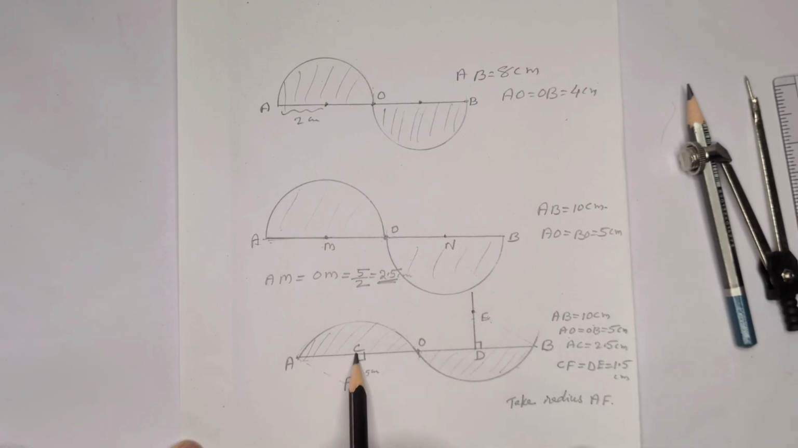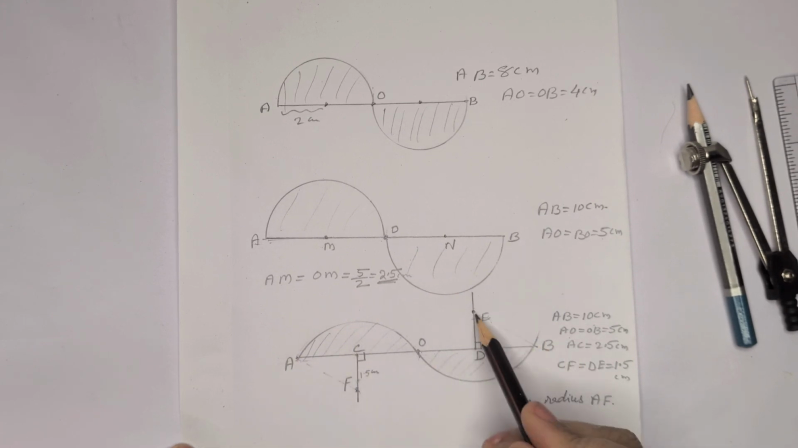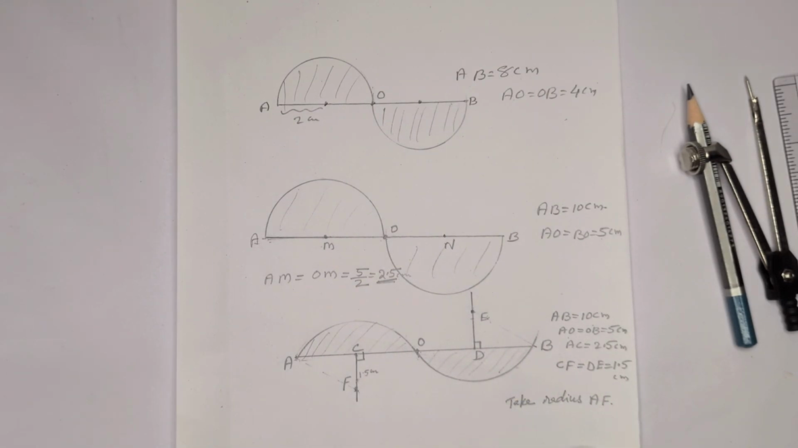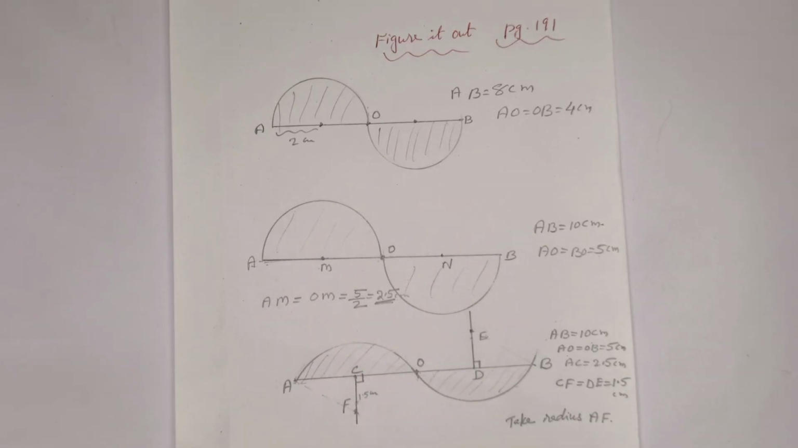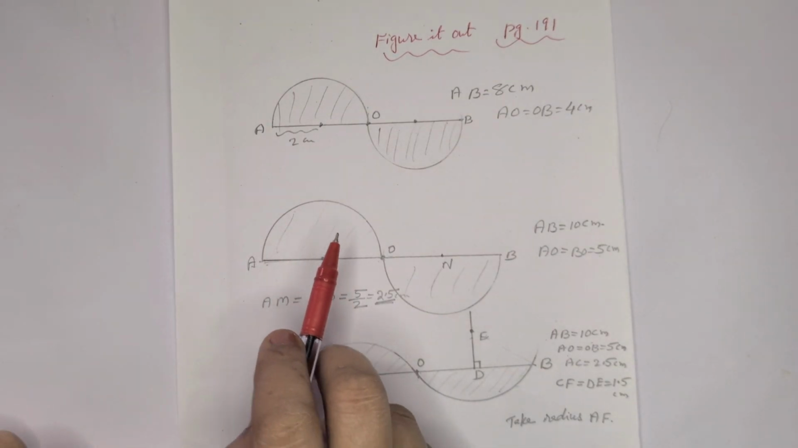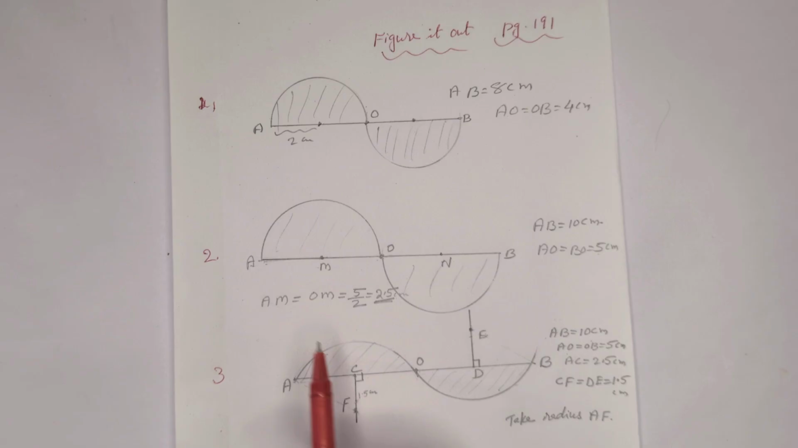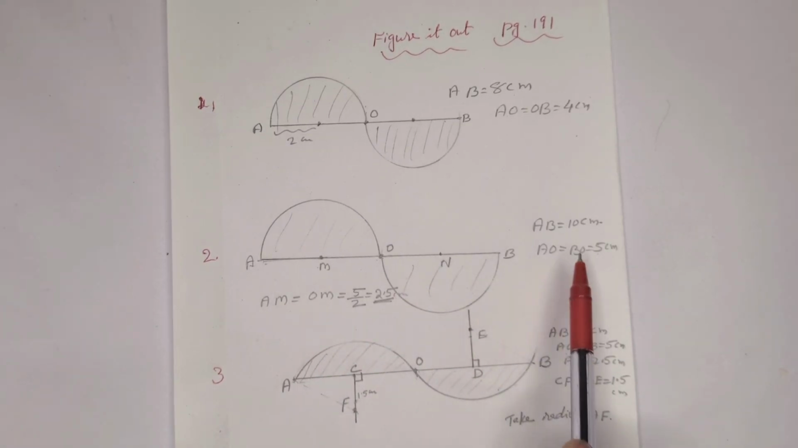Again this is 2.5 centimeter. From there 1.5 centimeter. Join this, or take that AF as the radius, F as the center, draw the semicircle or the arc, and same way E as the center, this is the distance, same radius. You will get the wavy curve that is less than a semicircle. So this is the answer of the second question, with a different measurement, that means AB as 10 centimeter.